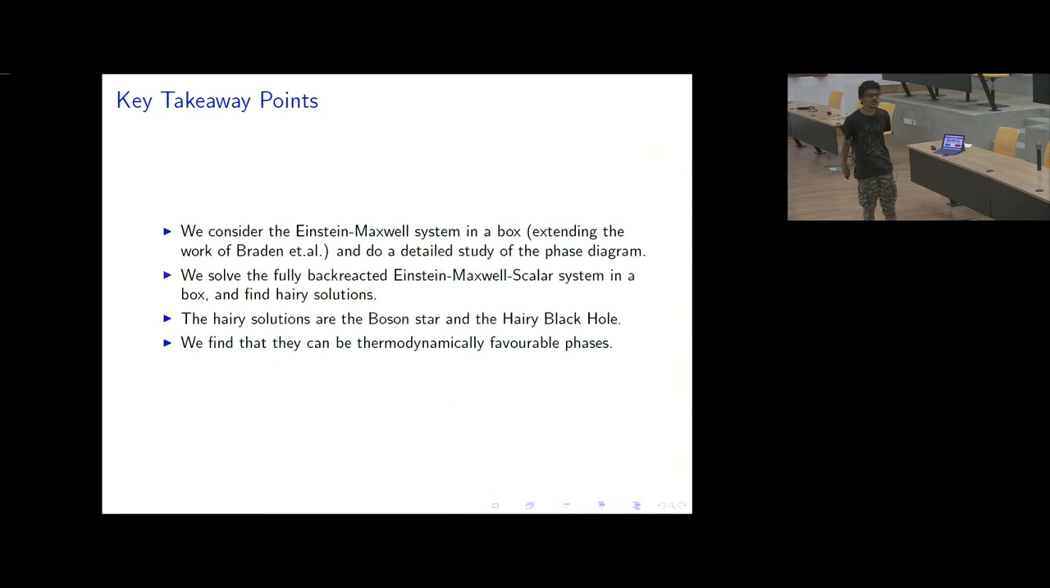So the key takeaway points from this entire talk are that we have considered the Einstein-Maxwell system and extended the work of Bratten et al., and did a full detailed study of the phase diagram in the grand canonical ensemble. We also solved the fully backreacted Einstein-Maxwell-scalar system in a box and found hairy solutions. These hairy solutions are the boson star and hairy black hole, which are exactly the same as one would find in AdS. And then we find that they can be thermodynamically favorable phases.